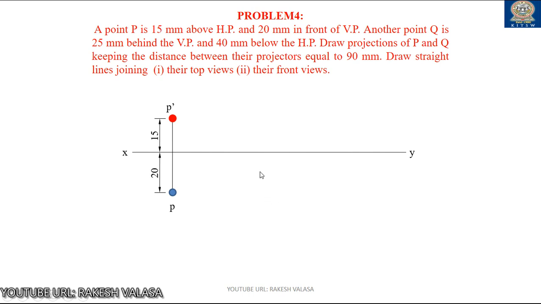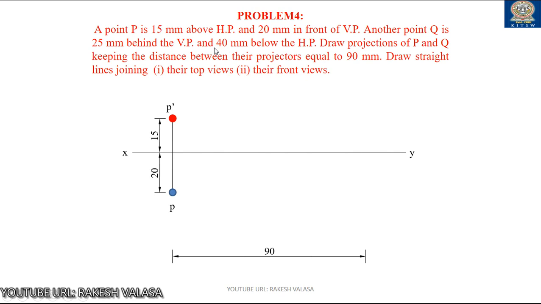You can see the behind distance in the top view. That projection lies on the horizontal plane. When you rotate the horizontal plane 90 degrees clockwise, that point goes above the XY line. Before drawing this point Q, first look at the question. Draw the two projectors and keep the distance between them at 90 mm. From this projector line, give 90 mm space. Now locate the point Q.